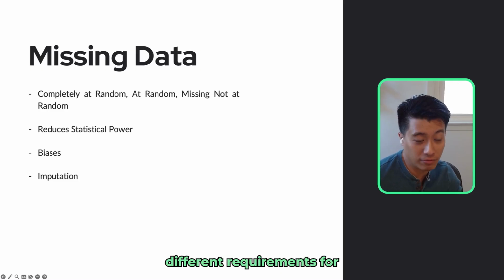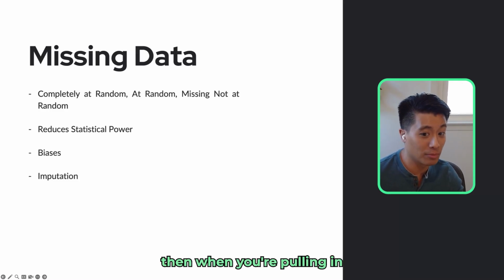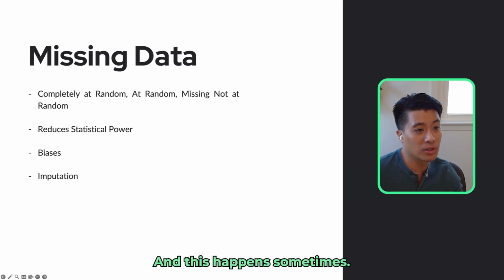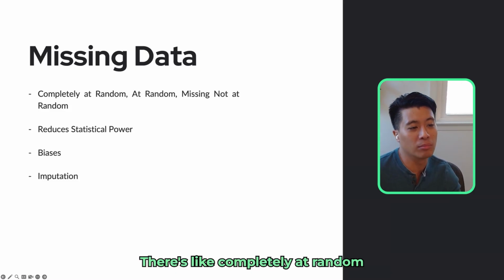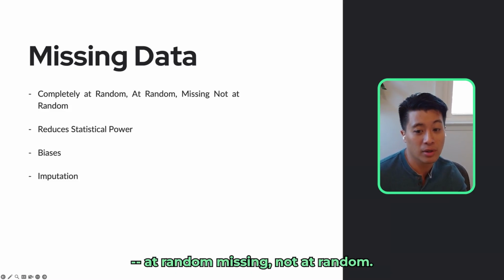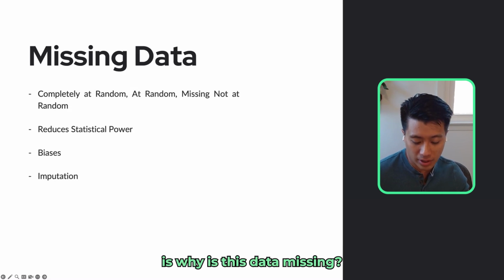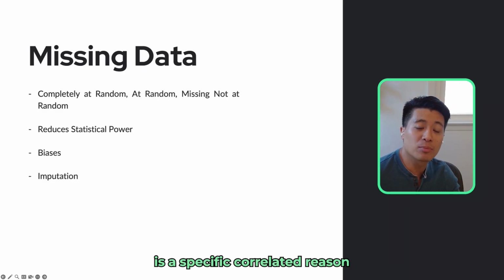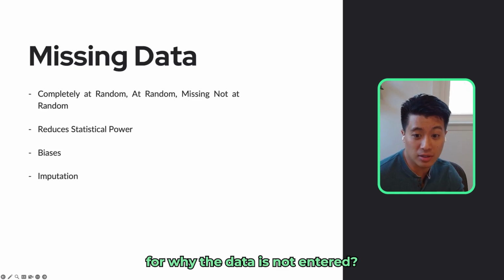Different institutions have different requirements for what you can report, but then when you're pulling in information across the country, it's not always going to line up. And this happens sometimes. There's different types of missingness. There's completely at random, missing not at random. The crux of the issue here is, why is this data missing? So is it missing because there is a specific correlated reason for why the data is not entered?